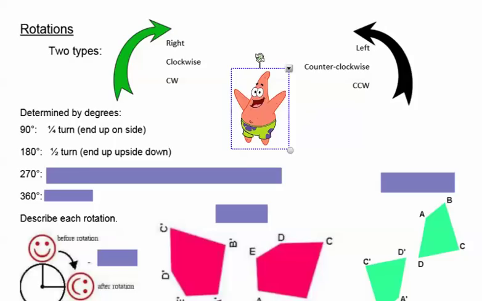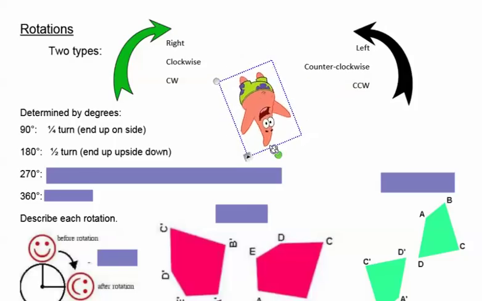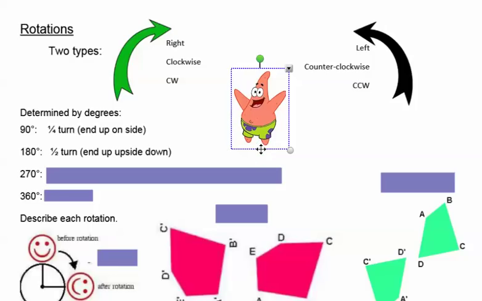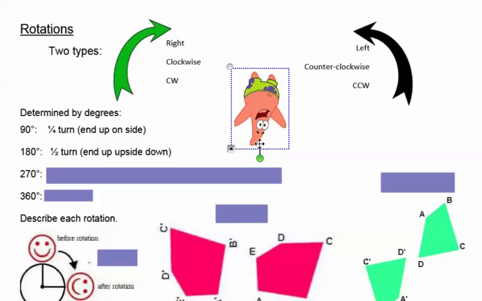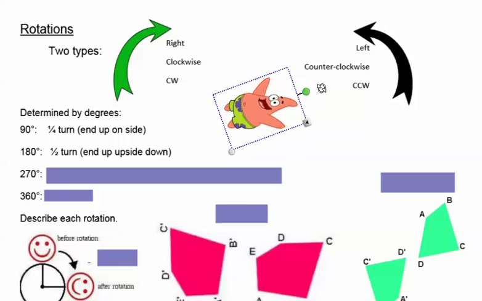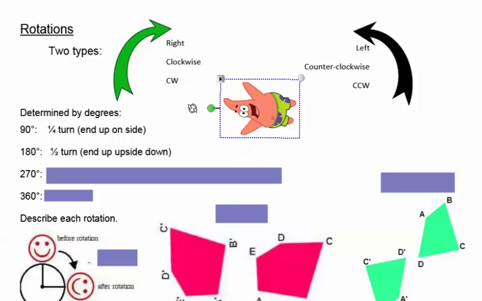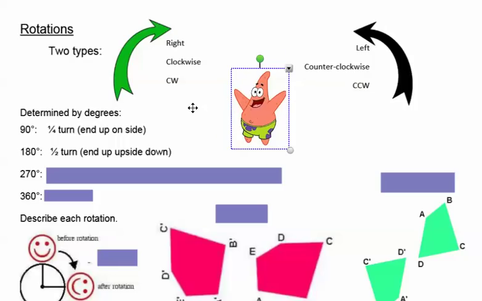All right, if we rotate Patrick 180 to the right, he ends up upside down. That was clockwise. 180 counterclockwise or to the left, same thing. He ends up upside down. So if you do a half turn or 180, either way, he ends up the same way. Okay, but if we do 90, all right, he does not end up the same way. He ends up on a different side depending which way you go. So 90, you have to be careful.